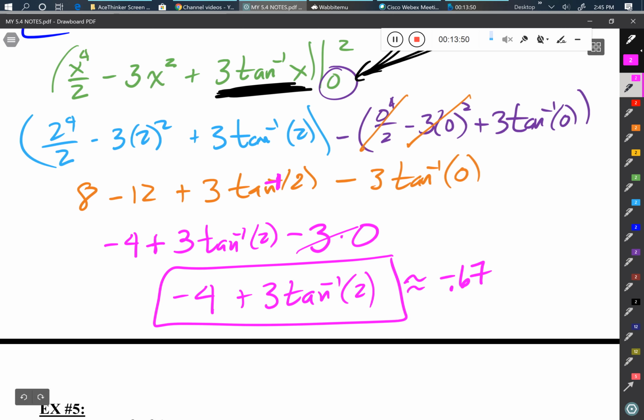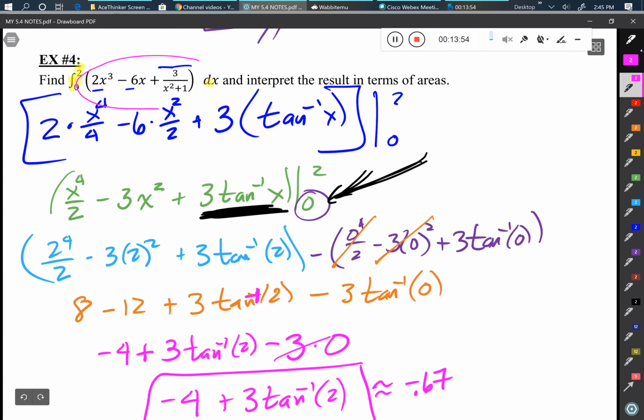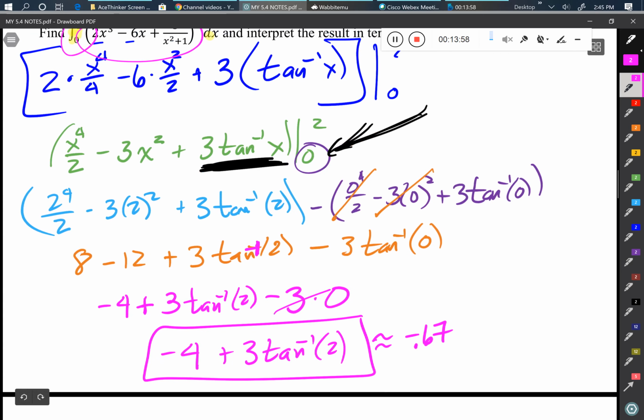And so that tells me that if I were to graph that original function, the original integrand, on the interval 0 to 2, it looks like there's more area below than above, but not much. Negative 0.67 is approximately 2/3, so negative 2/3 of a unit below. Okay? Doesn't mean that it's all below, it just means there's more below than above. And how much more below? About 2/3 of a unit.